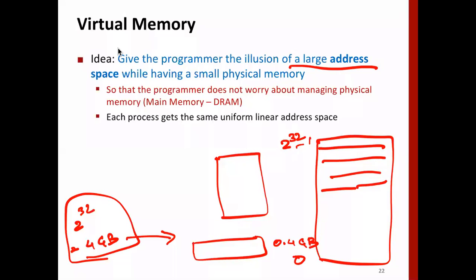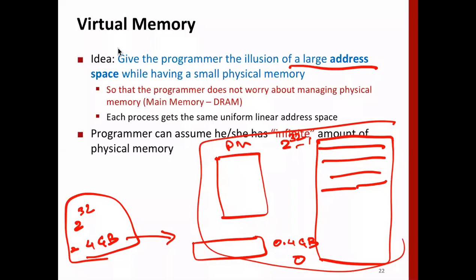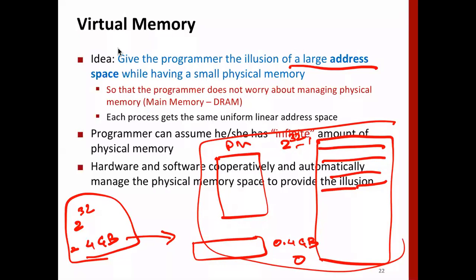And that is only for one process we are talking about. This physical memory is to be shared by a number of such processes. All this we have studied. So hardware and software cooperatively and automatically manage the physical memory to provide the illusion that each process has the full address space available.